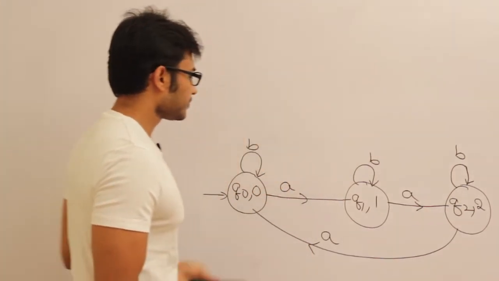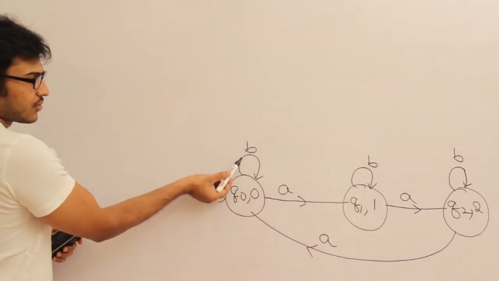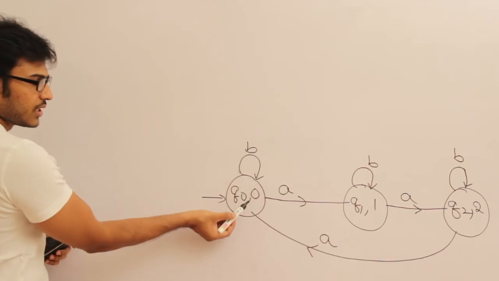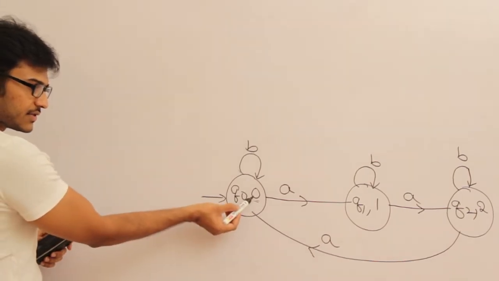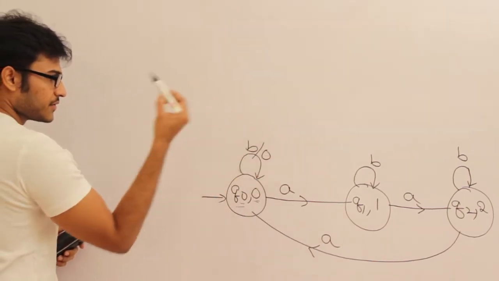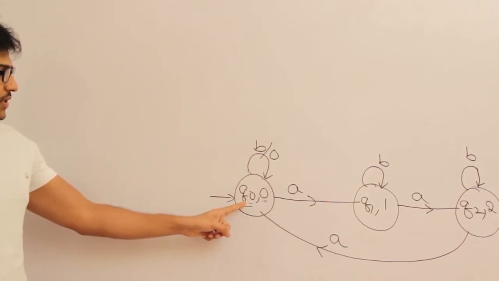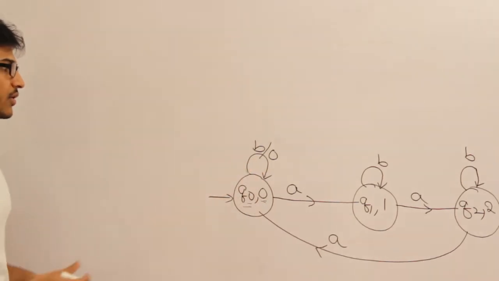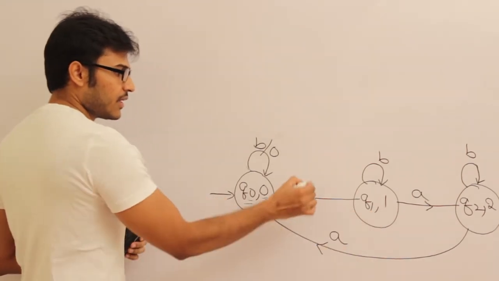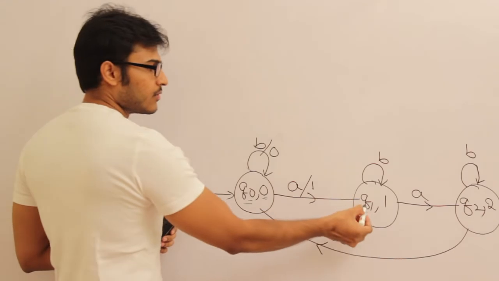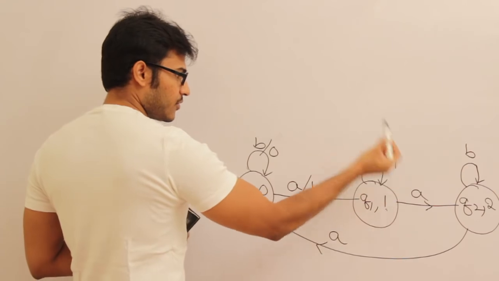Just see this transition. This transition is going from Q0 to Q0. So wherever it is leading to, just go to that state and see the output associated. Since the output associated is 0, I am going to write it on the transition. Since this edge is going to Q0 and the output associated with Q0 is 0, I am going to write 0. Now check this edge. This edge is going to Q1 and the output associated with Q1 is 1, therefore I will write 1. Now see this edge. It is going to Q1 and the output associated with Q1 is 1, therefore I am going to write 1.